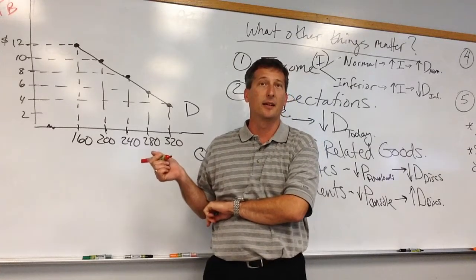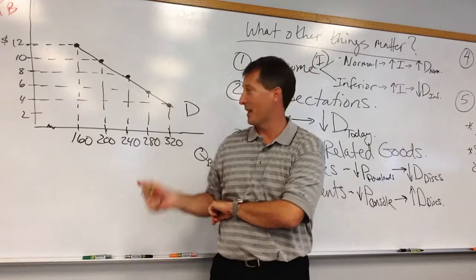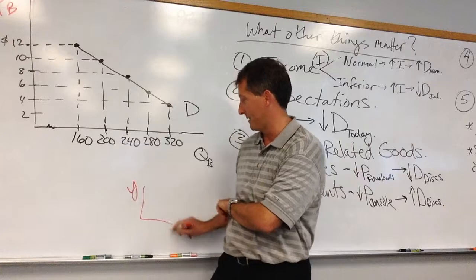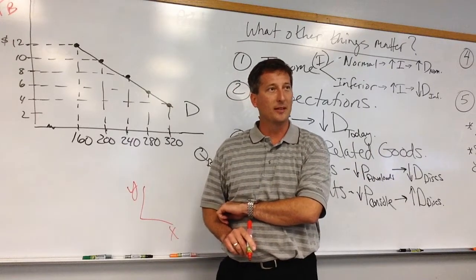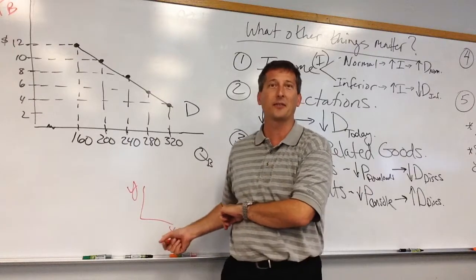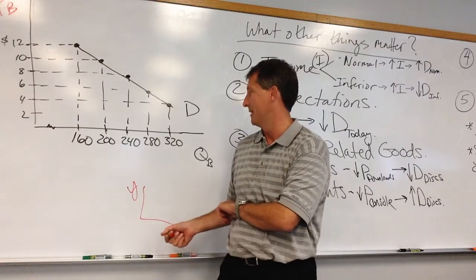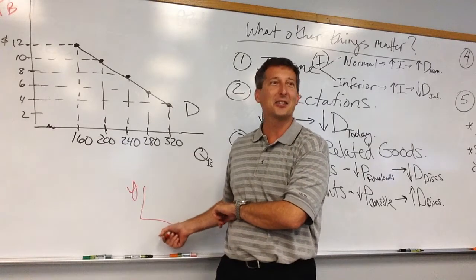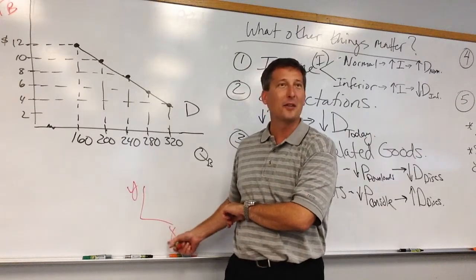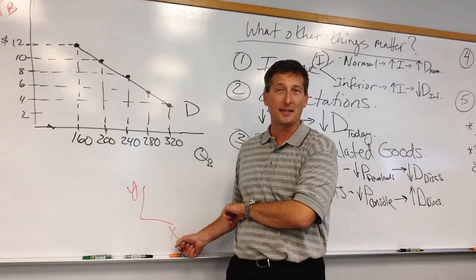Excellent. Now, wait a second. Math class. Y-axis, x-axis. Which one's the independent variable? X. The x is what that teacher taught you, whether it was 5th grade or 10th grade, depending on when you took it, is that the independent variable is the one on the horizontal axis.